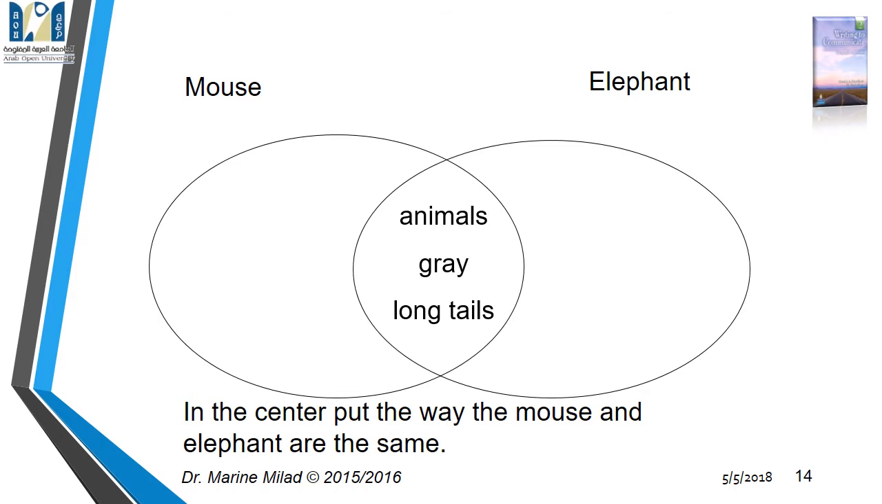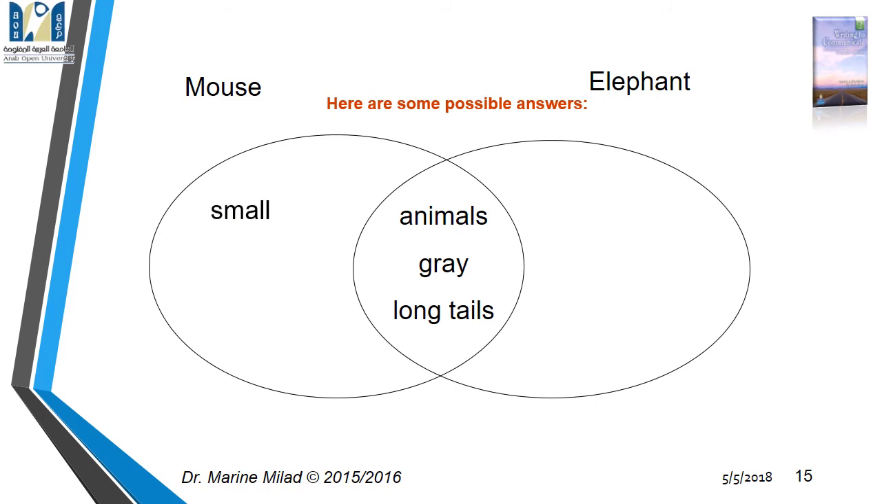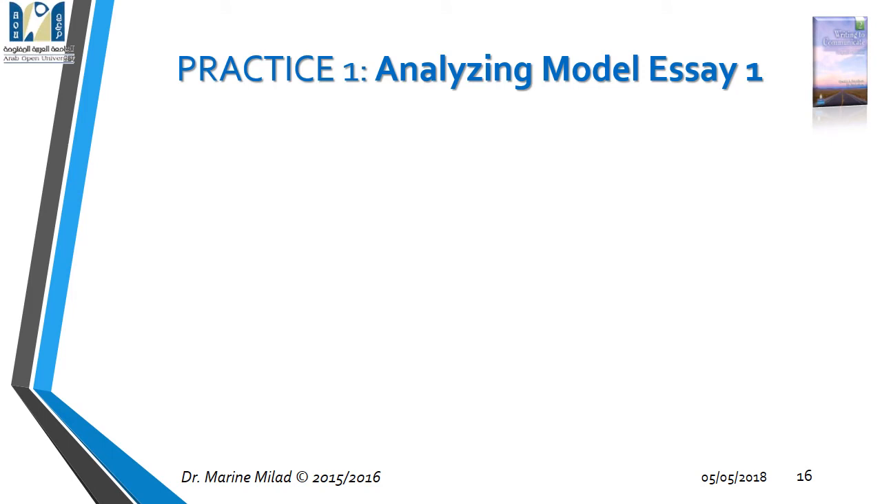Now, the similarities are here in the middle, right? Let's see, they are the same because they are animals. Both of them are gray. Both of them have long tails. They are what? Similarities, right? Now, differences. Here we go. The mouse is small, but the elephant is very big. The mouse has whiskers, and the elephant has tusks. Now, the mouse has a tiny nose. This one has a trunk, right?